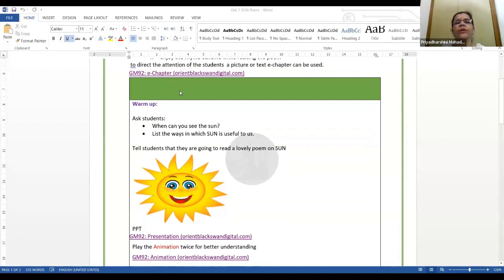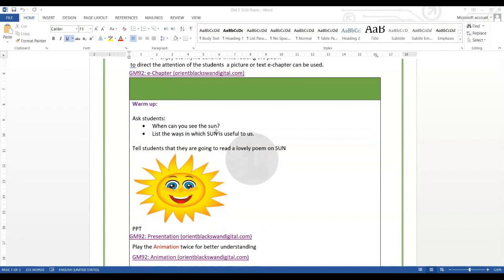So before you teach them, you can even have some warm-up questions like this. Ask students, when can you see the sun? What is the answer for this? When can you see the sun? During the day. During the daytime. Very good. Daytime. List the ways in which the sun is useful to us.